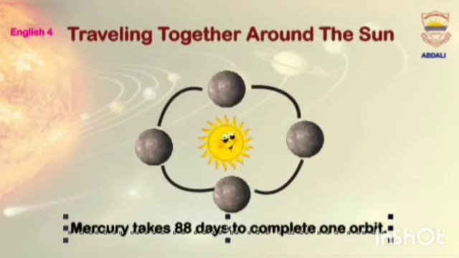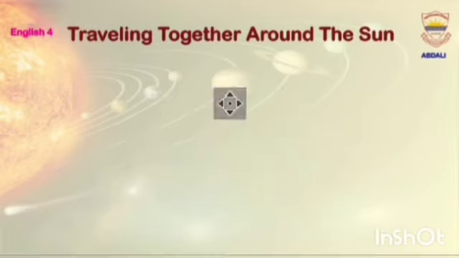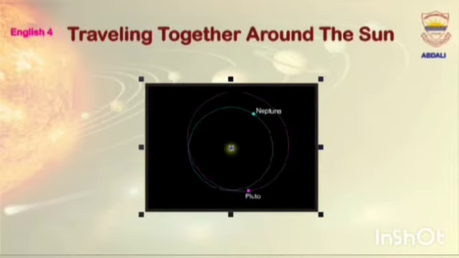Students, look at the picture of Mercury. Mercury takes 88 days to complete one orbit. Students, can you answer my question? How many days does Mercury take to complete one orbit? Mercury takes 88 days to complete one orbit. Very informative answer, students. Now going to next slide.